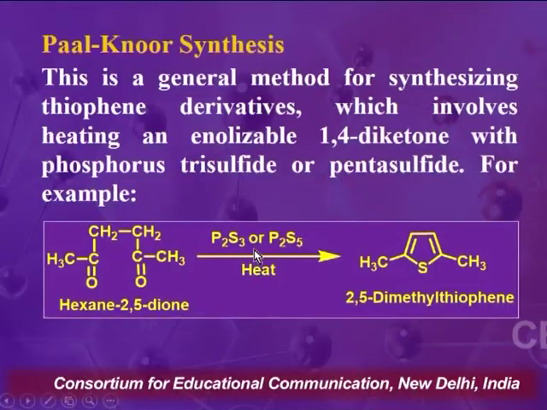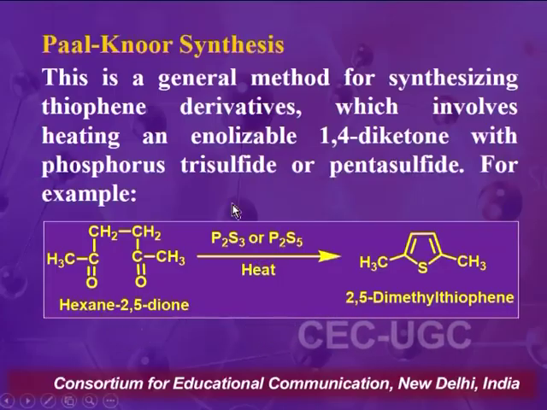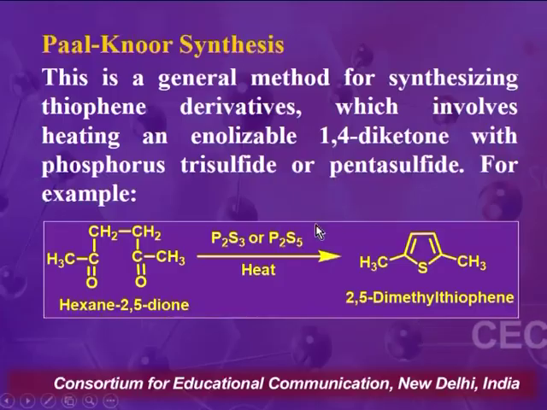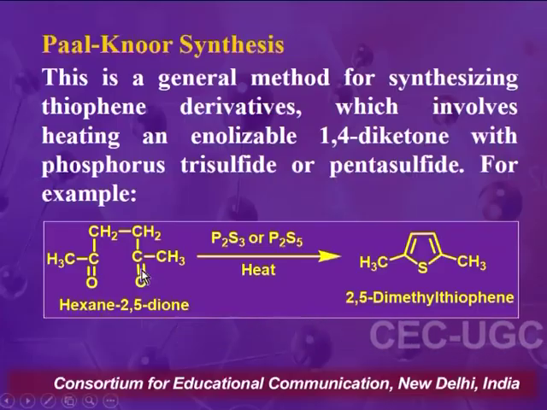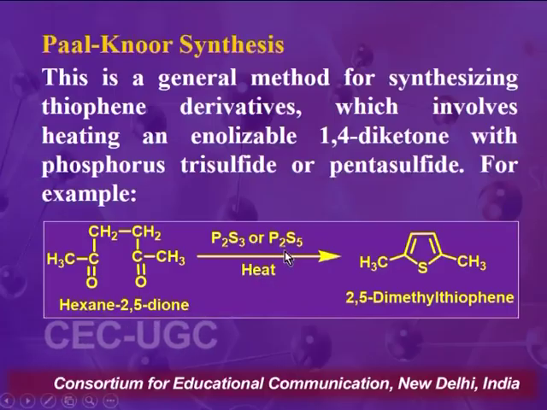The next synthesis of thiophene is the Paal-Knorr synthesis. The synthesis is very famous, and the same synthesis can be carried out for the synthesis of pyrrole and furan molecules. This is a general method for synthesizing thiophene derivatives, which involves heating an enolizable 1,4-diketone with phosphorus trisulfide or phosphorus pentasulfide.